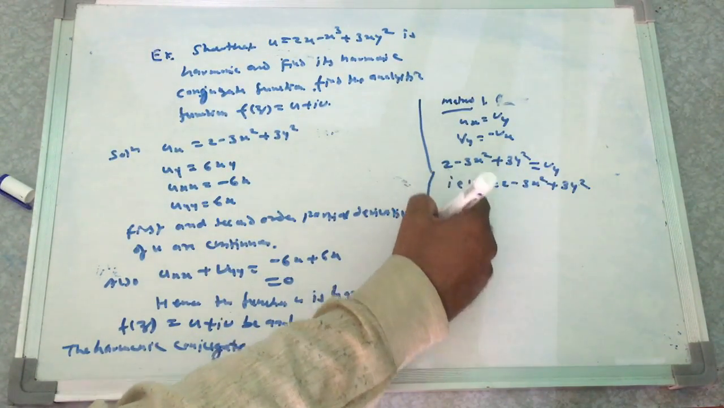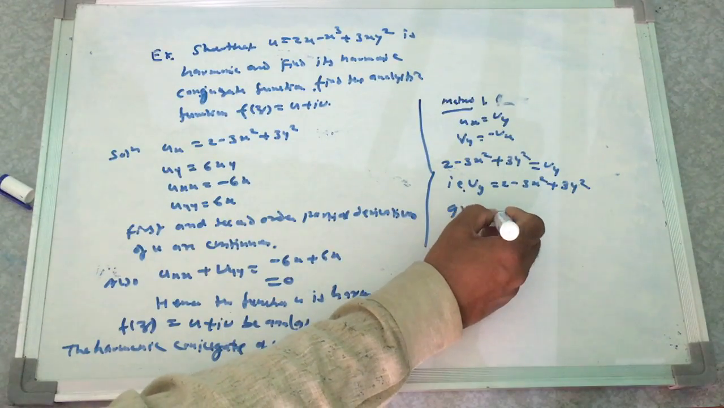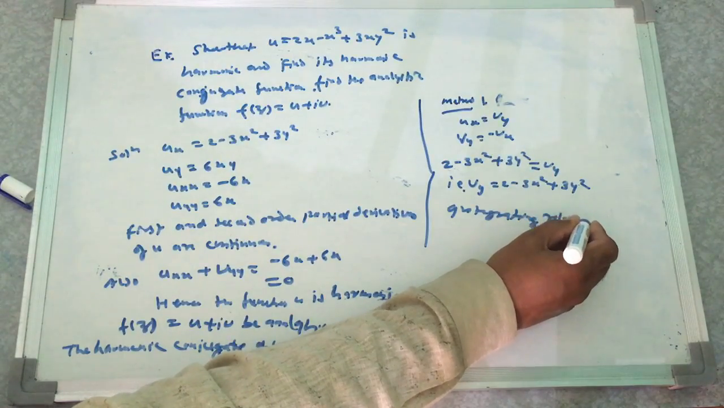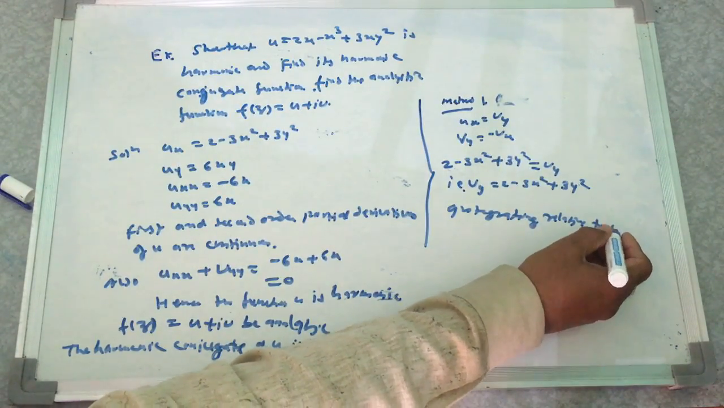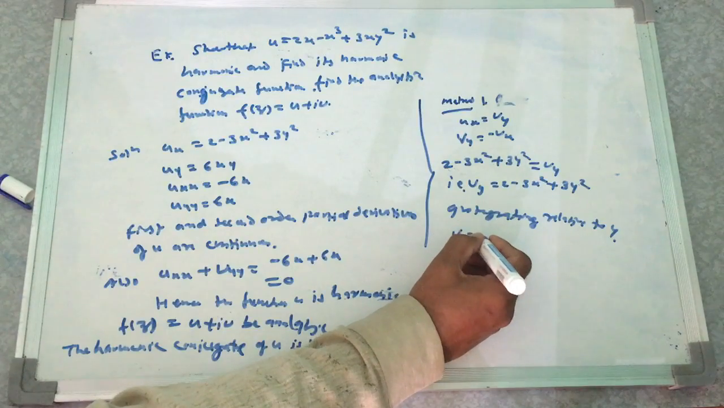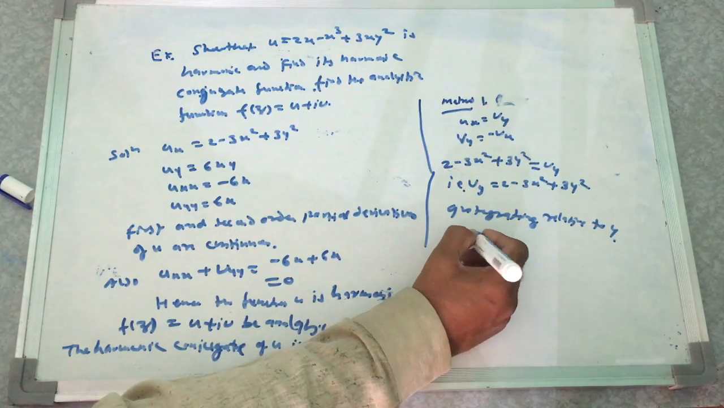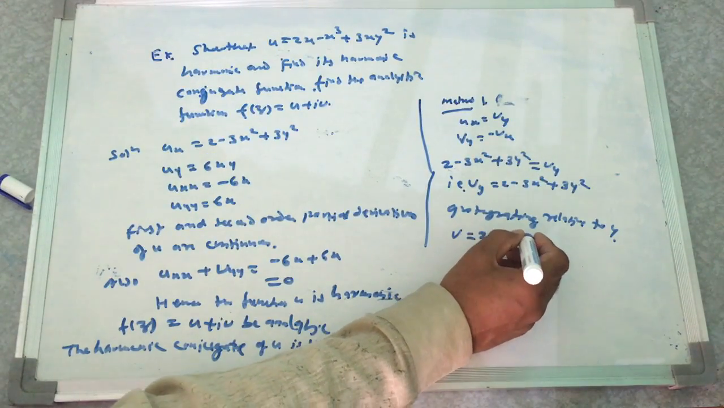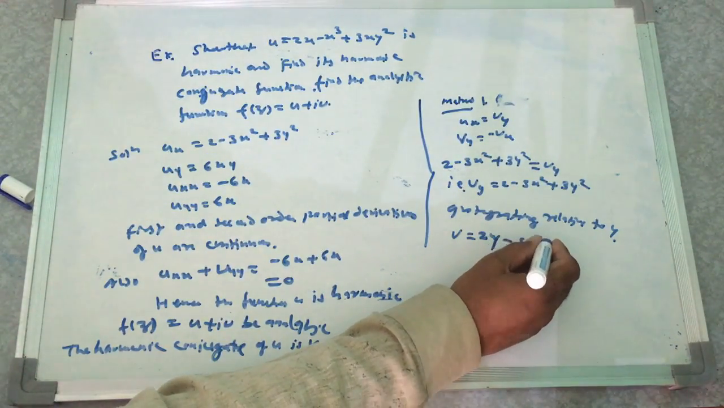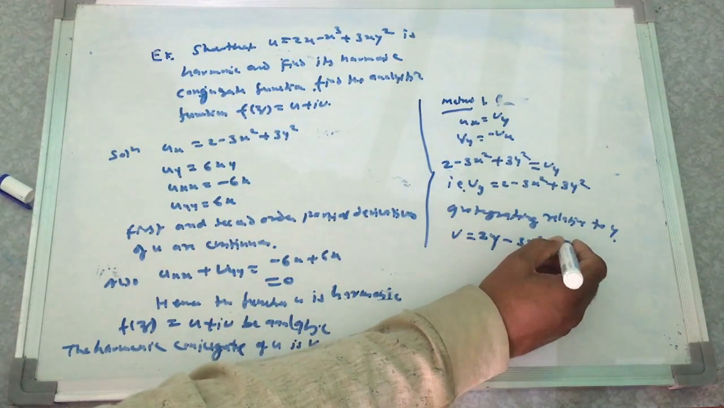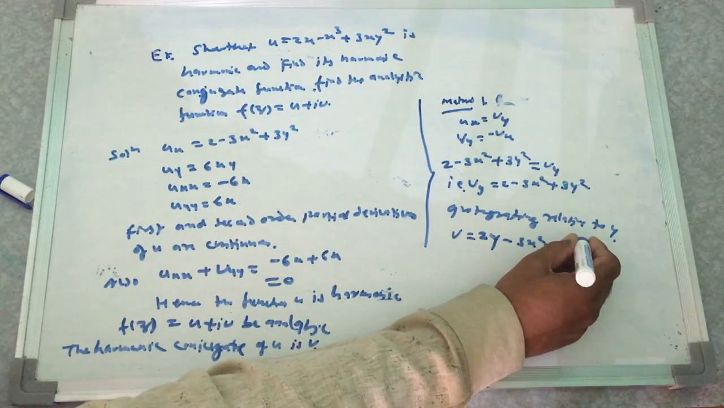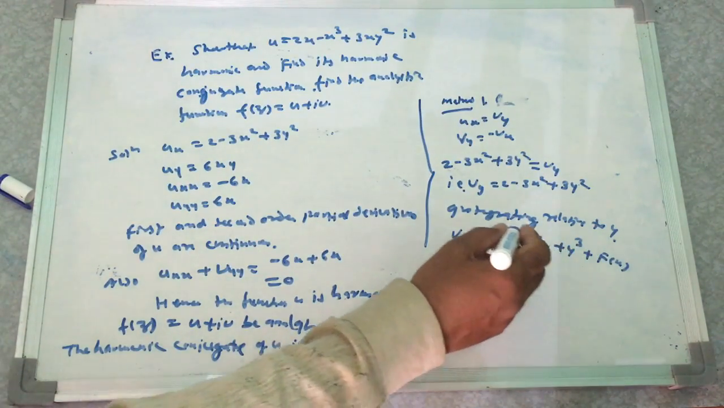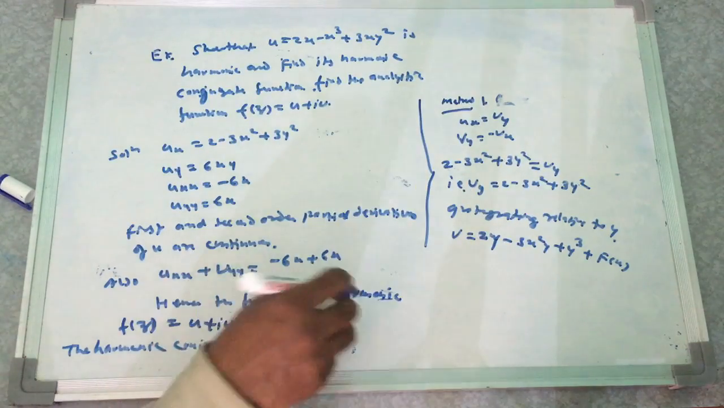So integrate this, integrating relative to y. So while integrating you will get v is equal to 2y minus 3x square y plus y cube plus f of x. F of x is an arbitrary function of x alone.